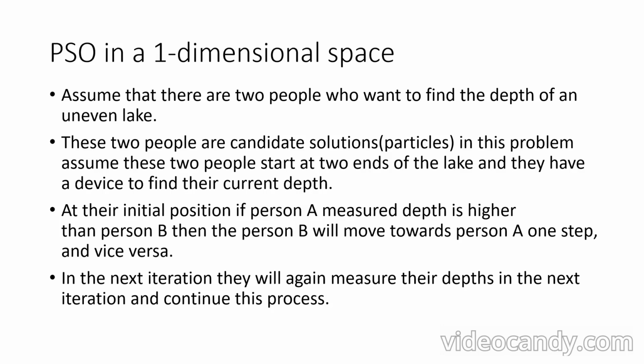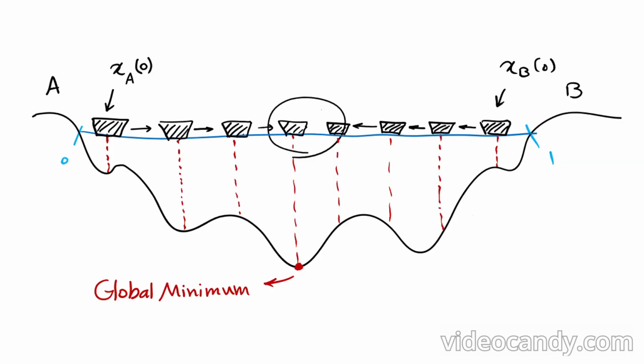Both person A and person B will measure the depth of the lake. If the measured depth is lesser for A, then person A will move forward, because we are going to find the global minimum. Depth should be maximum.